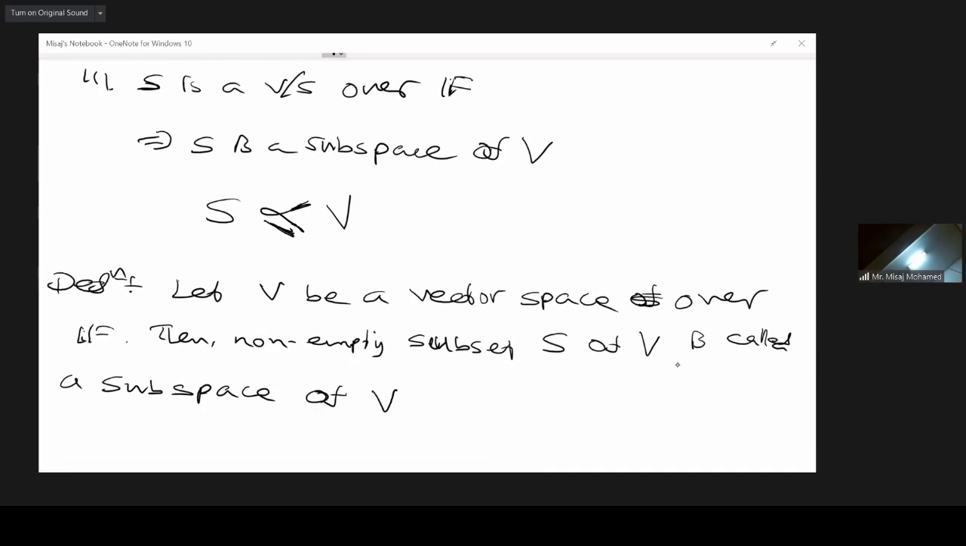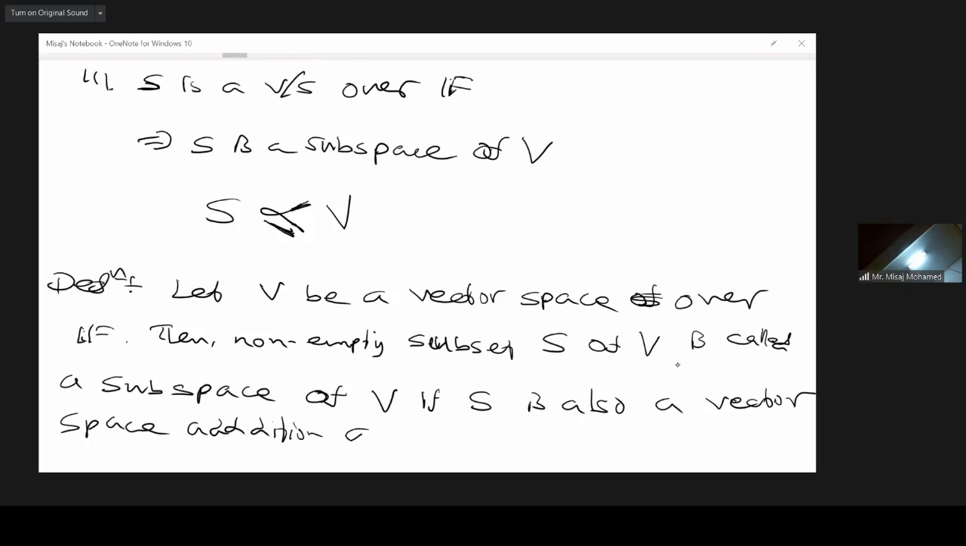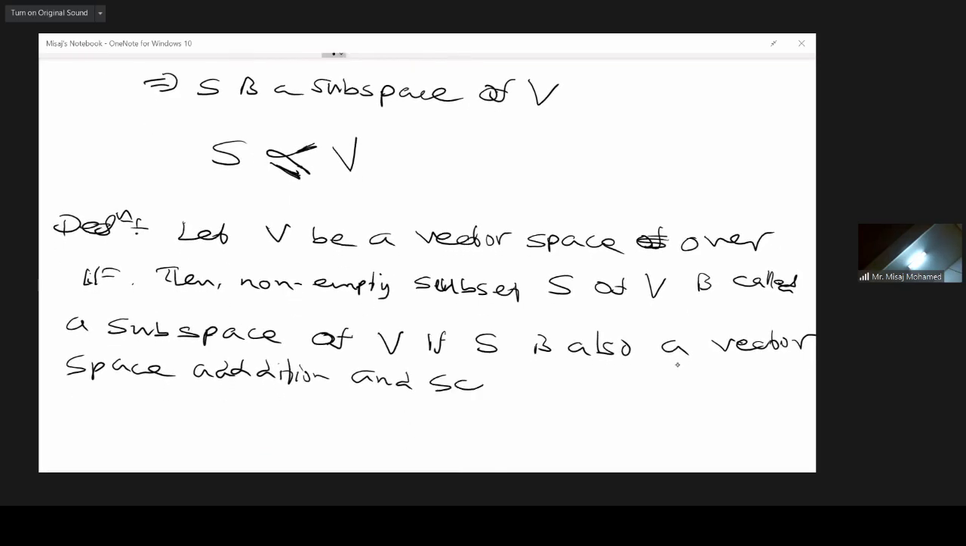if S is also a vector space with addition and scalar multiplication inherited from V. Same addition and scalar multiplication inherited from V.